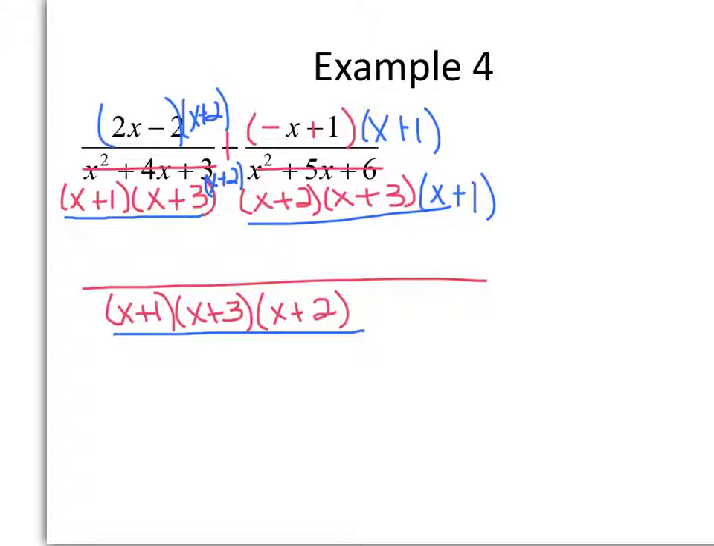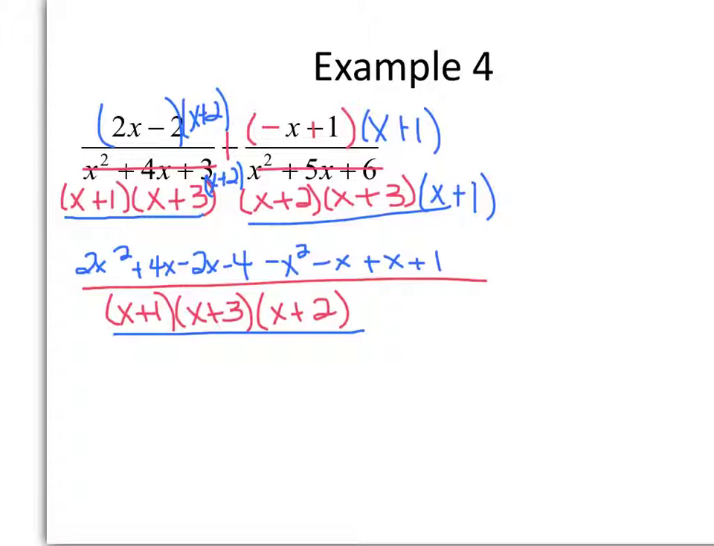So let's look at this. So now what I have to do is I have to FOIL. And I have to FOIL. So I'm going to FOIL these first two and have 2x squared plus 4x minus 2x minus 4. Now FOIL the second one, just like we did before. I'm going to take negative x times positive x to get negative x squared, negative x plus 1.